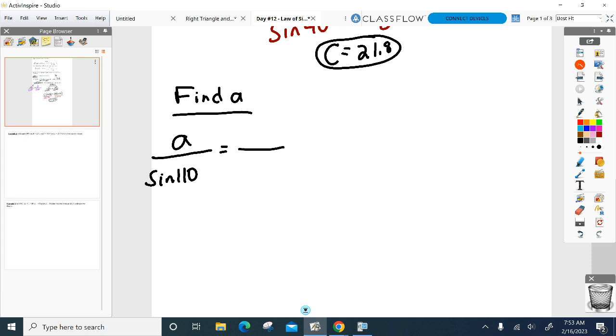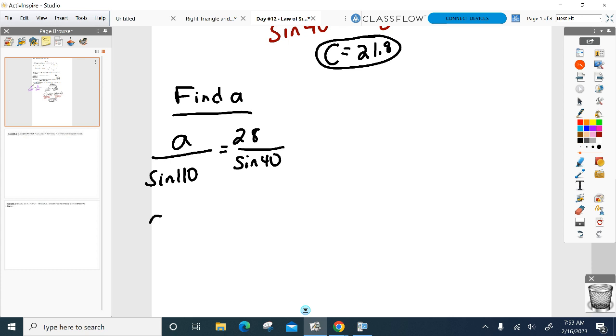Could you use side C with 40 to 30 degrees? You could, but if I made a mistake, guess what? Your answer is going to be wrong again. So I always go with the given one, and that's 28 and sine 40. Law of sines we're using to find any side. And again, if this is a right triangle, you can use it too. This can be used on any triangle you want.